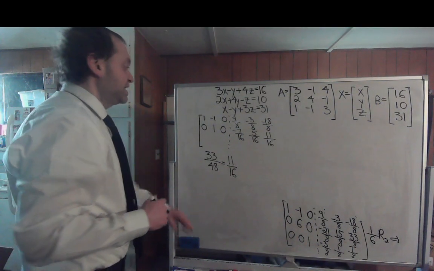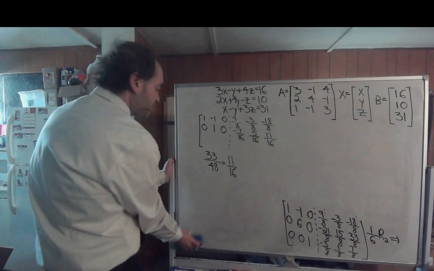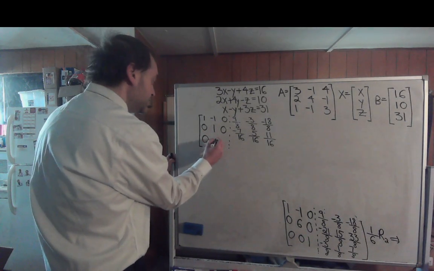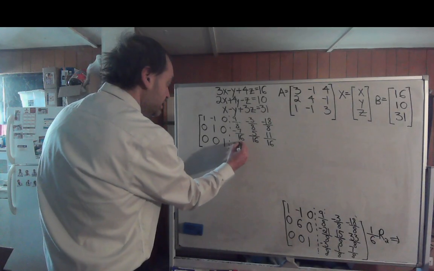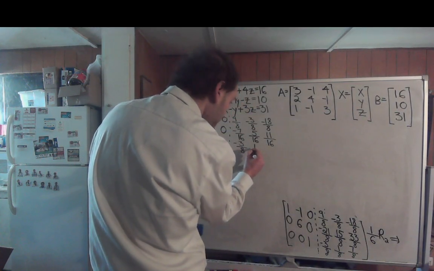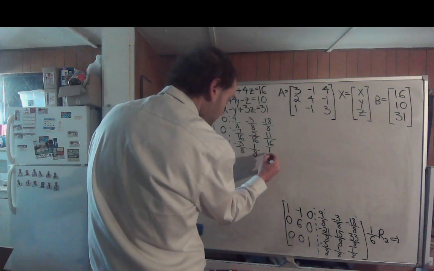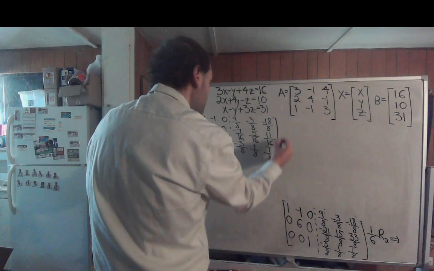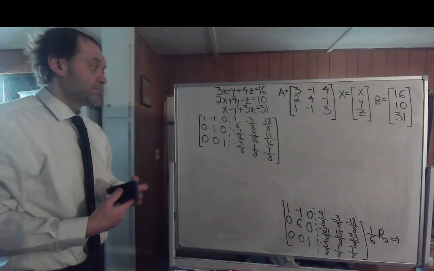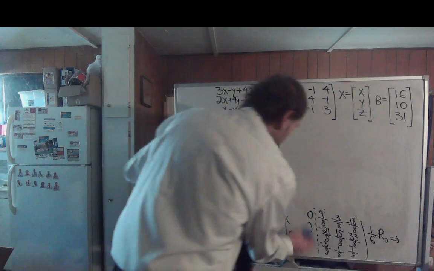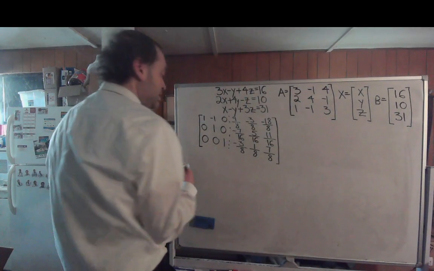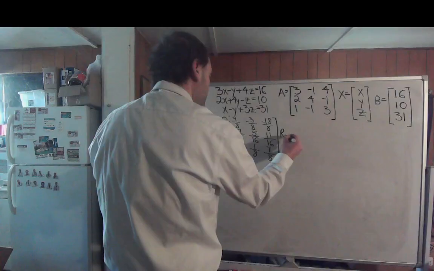And then, let's see here. Row 3 we can leave alone. You have 0, 0, 1, negative 3/8, 1/8, 7/8. The only thing left to do now is make that second digit in row 1 a 0. We can accomplish that by simply adding row 2 to row 1. It'll be real easy then. If I add row 2 to row 1, I'll make that happen.